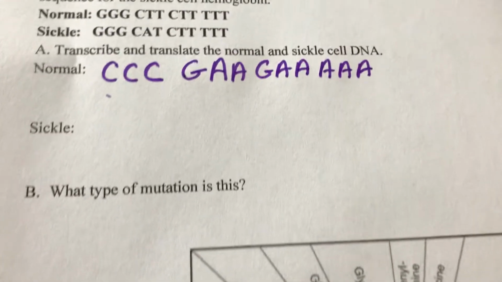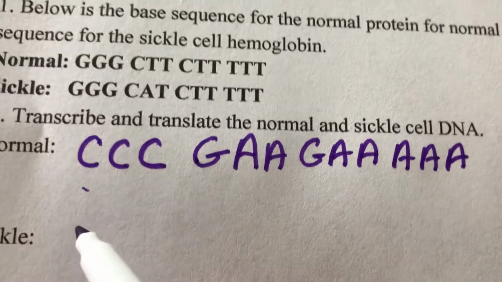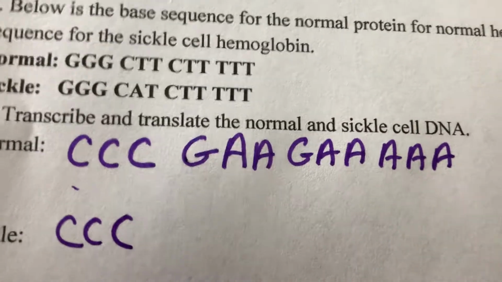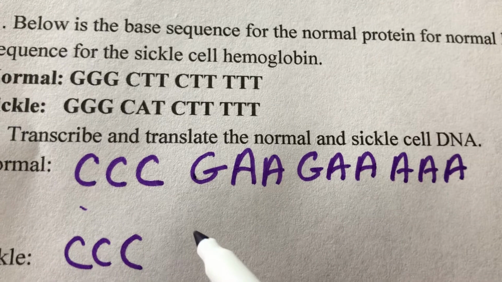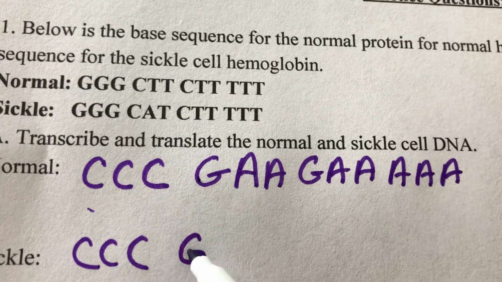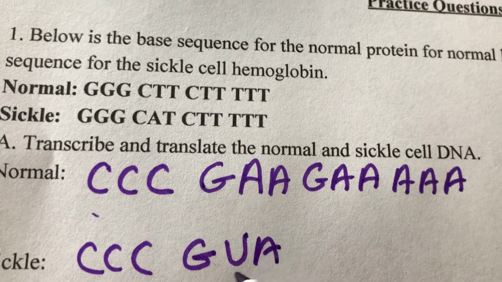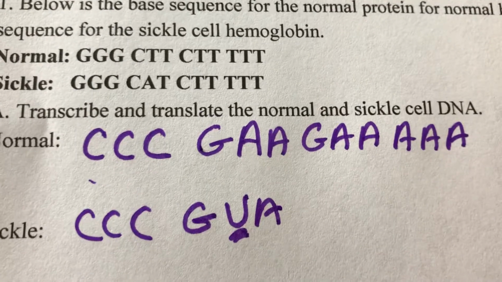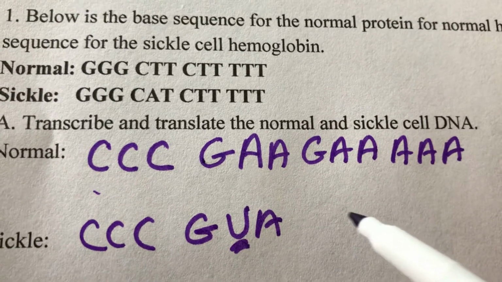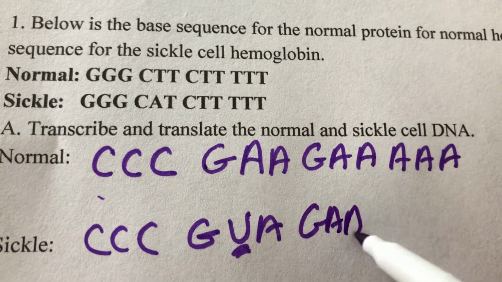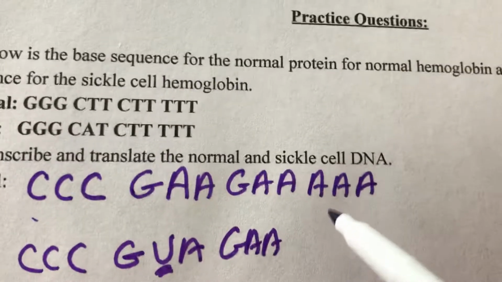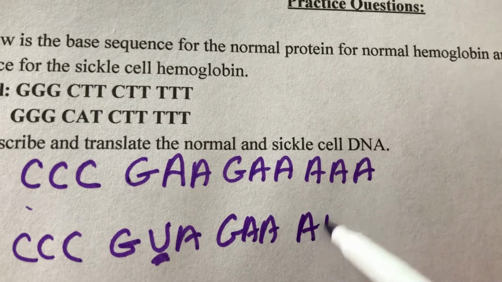The next one is the sickle gene, so we start with GGG, so we have CCC again. Then we have CAT, so that's going to be GUA. So that's where our mutation takes place, right there. And then the rest of it is the same, GAA and AAA.